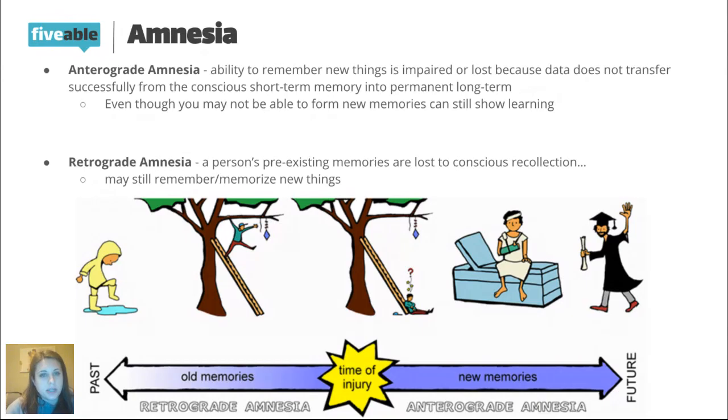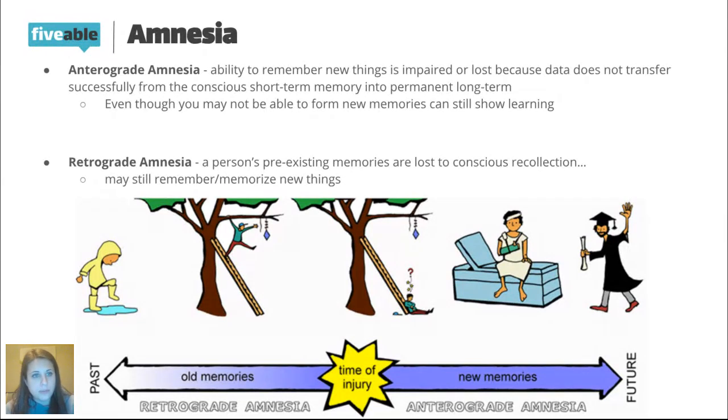Retrograde amnesia is more of what I guess you probably see on TV shows and stuff, like someone's in a coma and then they wake up and they have no memory of who they are, right? They don't know their name. They don't know if they're married. They don't know anything about themselves. That's retrograde amnesia. You've lost all of your previous memories, but you're able to remember new things. So you'd remember like, oh yeah, I was in a coma and I woke up, but now I don't know who I am. So basically, they're the opposite of each other.